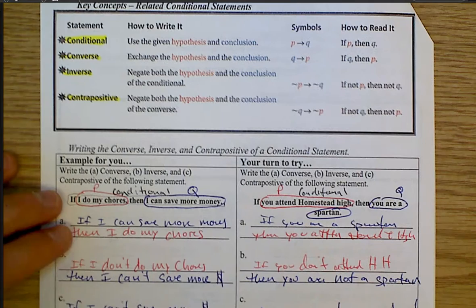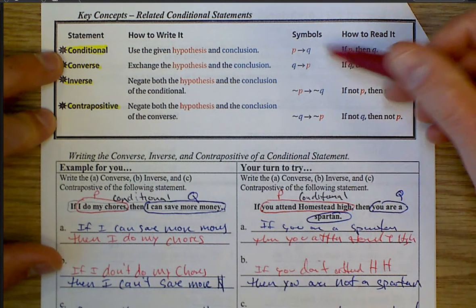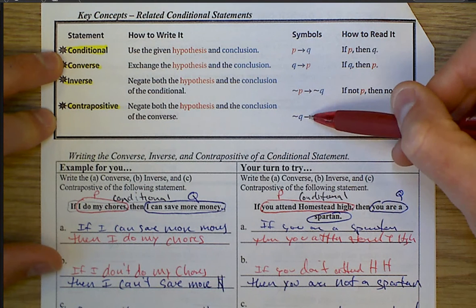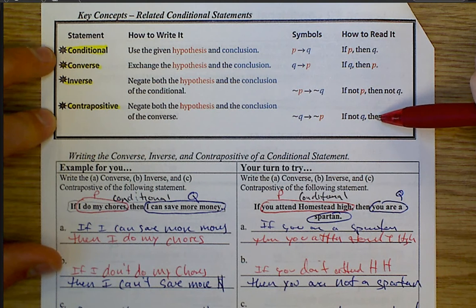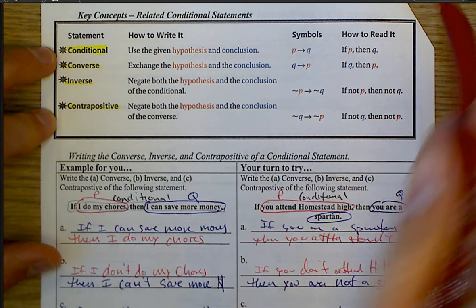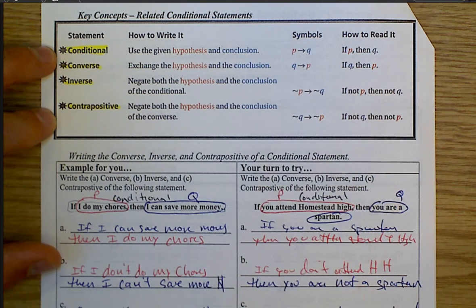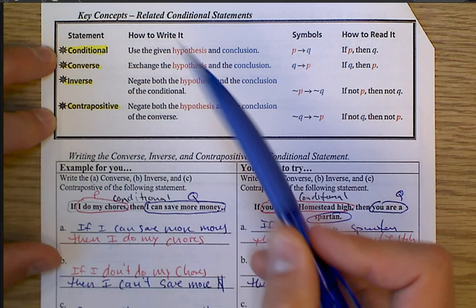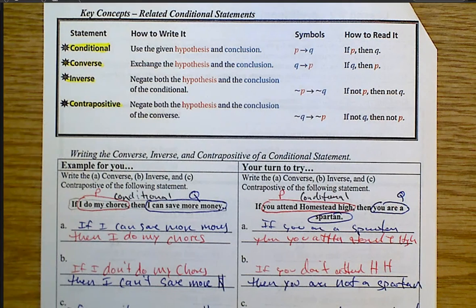Put some time into learning these four. Put some time into understanding the symbols. Put some time into how you read those symbols. And most importantly, please understand that the hypothesis is your P, and your conclusion, in blue pen, in blue, is your Q. It's a puzzle, just moving things around. Okay?